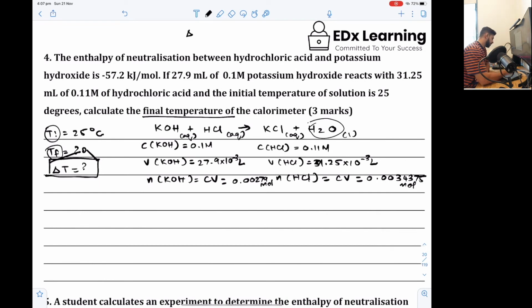If you remember the equation, triangle H equals negative Q over N. Well, we've got triangle H. Did you all see that? So I'll write that as well. Triangle H equals negative 57.2 kilojoules per mole. If we can use the limiting reagent to find N, we can find Q. And we've got all the other data, so we can thus find the change in T. So the approach is actually quite straightforward. Now it's just about following through. So good. So the limiting reagent would be KOH, right?